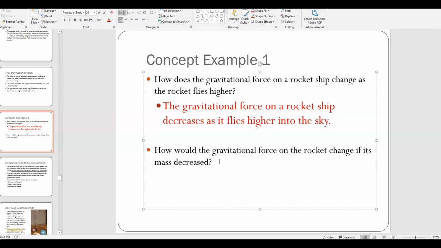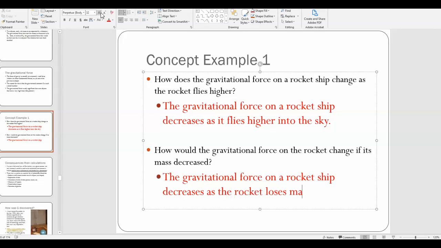Now, what about the second question? How would the gravitational force on a rocket change if its mass decreased? Try to answer that one. This one actually has the same answer. The gravitational force on a rocket ship decreases as the rocket loses mass. Again, that's a straight consequence of the equation, because you're multiplying by mass. If the mass of either object decreases and you're multiplying by a smaller number, you're going to get a smaller gravitational force.